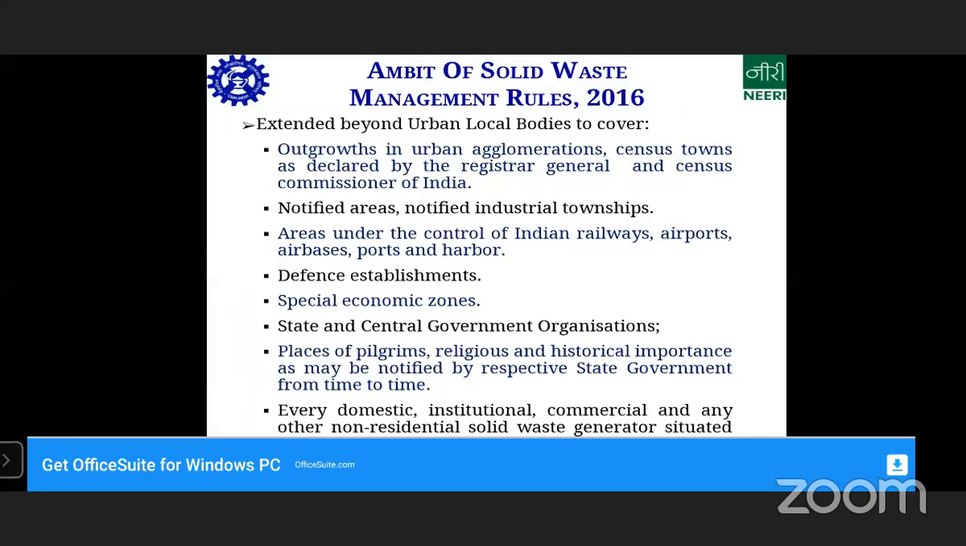So you should know who is responsible in your zone, so you can also take action as an individual. For example, in an urban setup, such as towns declared by the Registrar General and Census Commissioner of India. Then notified areas and industrial townships are also included. Then areas under the control of Indian Railways, airports, defense establishments, and special economic zones. You might have heard of the SEZ. That is also included. Then you have separate state and central government organizations, and also temples, pilgrimage places, tourist places, institutions, etc.